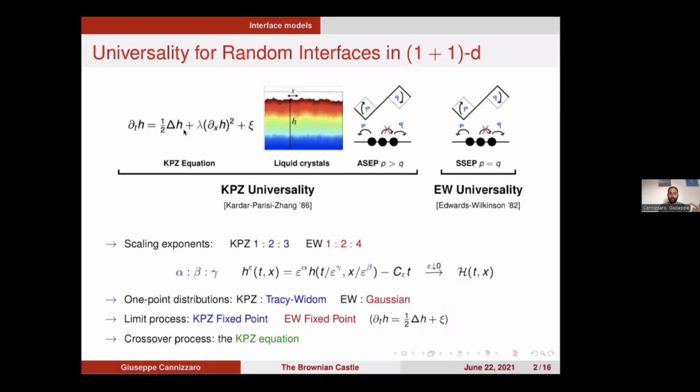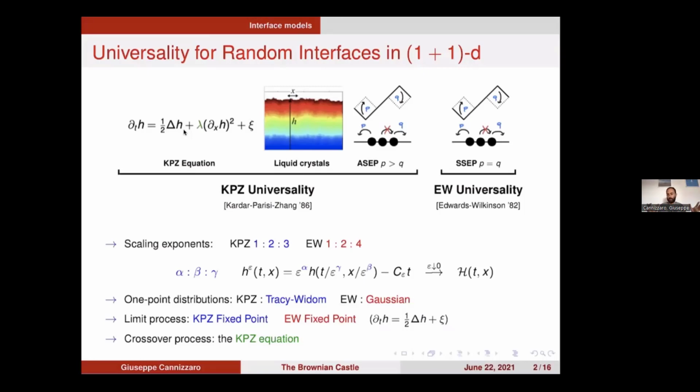So scaling exponents, one-point distribution for the limit point, and a characterization of the limit process, okay? And then clearly you want to show that there is a family of models that indeed belongs to these universality classes. But in this context, we even know more. Meaning we know what's the connection between these two universality classes. So we know somehow how the transition from the Edwards-Wilkinson to the KPZ universality class happens.